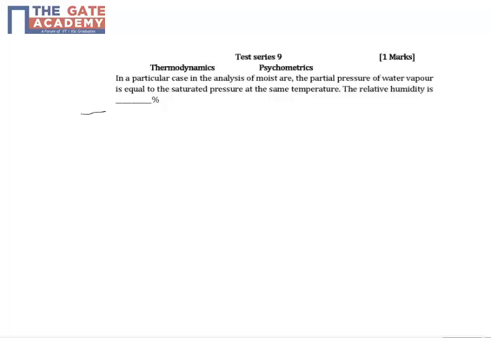Let us discuss a question from thermodynamics. In a particular moist air analysis, we see that the partial pressure of water vapor is equal to the saturated pressure at the same temperature. So, what is the relative humidity?